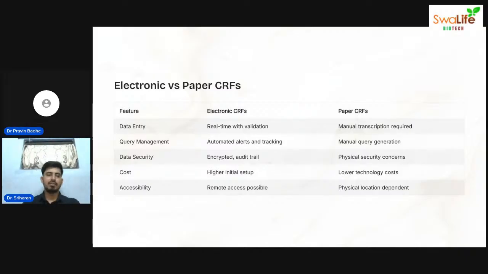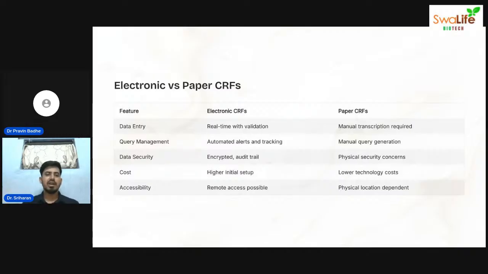Ten years back they were using paper CRF. Now most of them have changed to electronic CRF. So what are the benefits? While doing data entry in electronic CRF, it is real-time and easy. We can easily note it down. In manual entry, sometimes we make mistakes while entering, sometimes data goes missing, or we skip some area. These are the things that take place in manual entry.